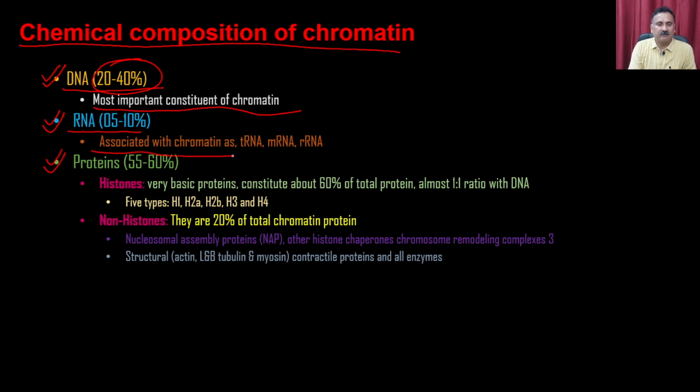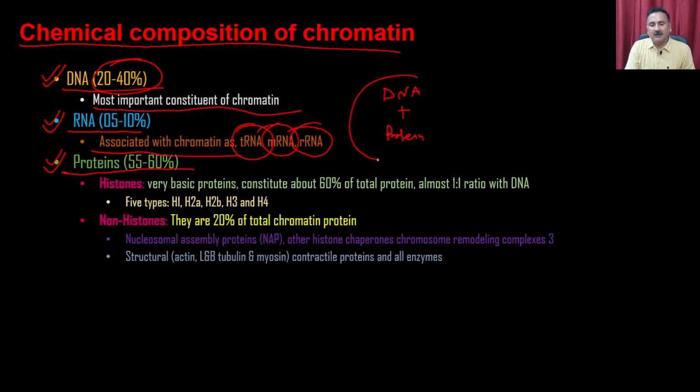It is associated with the chromatin as the transfer RNA, messenger RNA, or the ribosomal RNA. So it is actually a part of the expression machinery. And then you're also going to have the proteins, which is going to be 50 to 60%. So mostly the chromatin is made up of the DNA plus protein, where 40% is going to be DNA and 60% is going to be the protein.